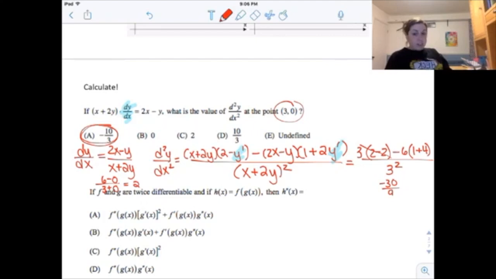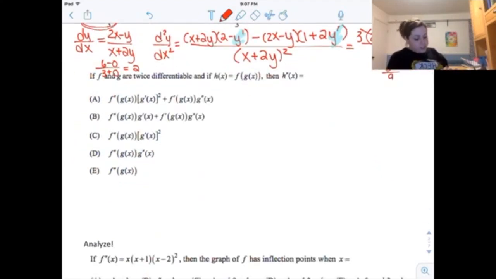So that's implicit differentiation, finding a second derivative, not too crazy. All right, let's look at the next one, just calculating again.